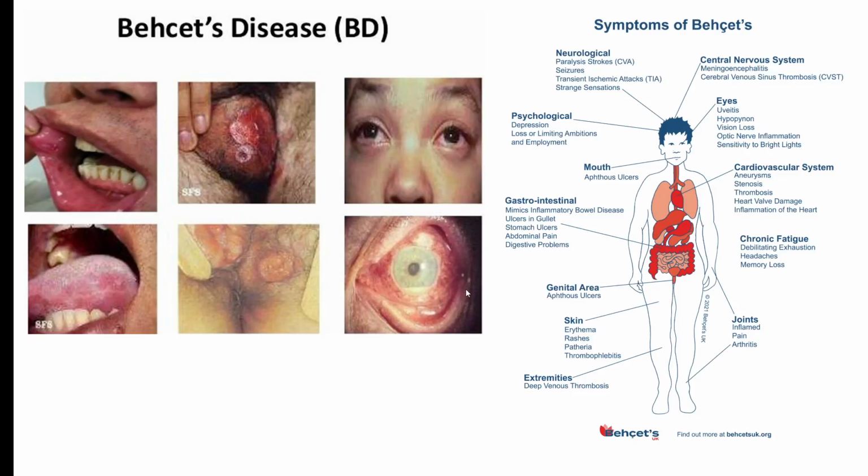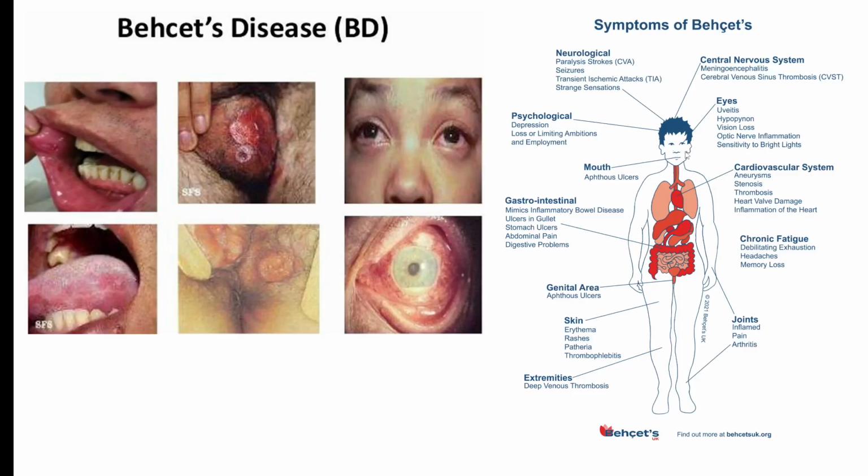Another systemic disorder which can present with oral symptoms predominantly is Behçet's disease. Behçet's disease is a multisystemic autoimmune disorder, and it may present with multiple systems involved. Neurological symptoms like strokes or even seizures could occur, or it could present with lesions in the eyes where there could be sclerosis and ulcers. Psychological symptoms like depression could occur, and gastrointestinal symptoms like ulcers in the oral cavity, abdominal pain, and various digestive symptoms. There could be ulcers over the genital area too. In the skin, there could be erythematous rashes, and in the extremities there could be deep vein thrombosis.